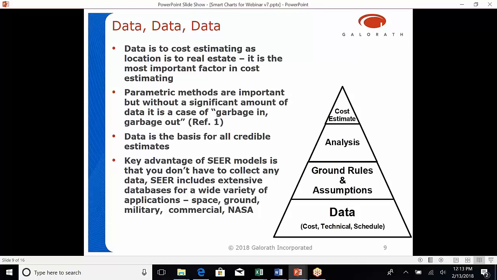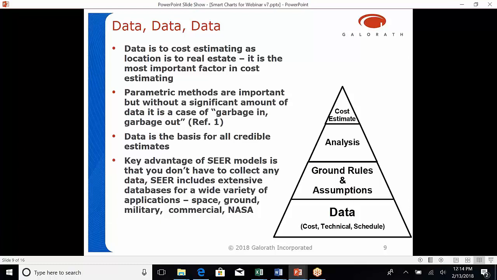Data is to cost estimating as location is to real estate. It's the most important factor in cost estimating. You might soften that a little bit and say it's more like data methods, but it's hard to stress how important data is in cost estimating. Parametric methods are important, but without a significant amount of data, it's really a case of garbage in, garbage out.